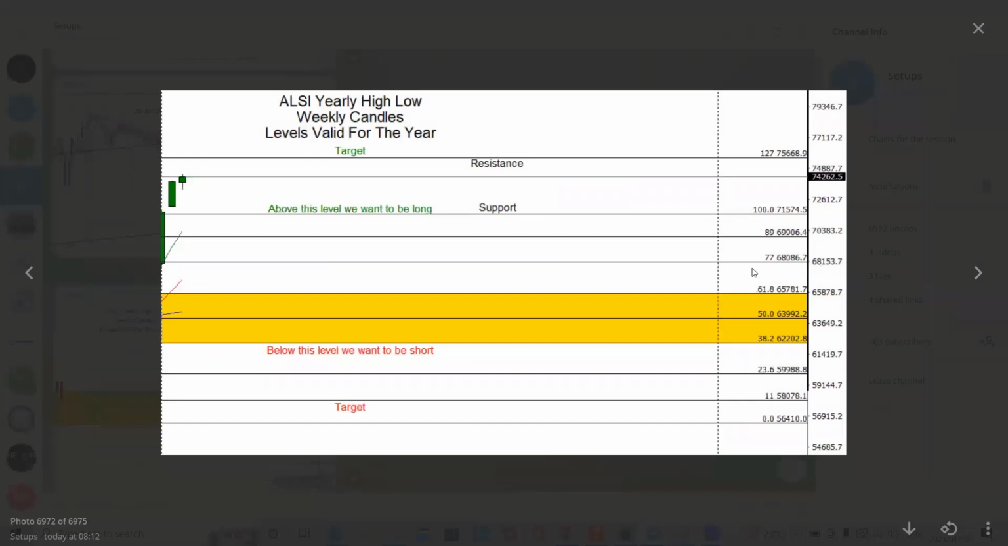On the ALSI yearly high low, currently between levels of 100 and 127 support resistance. If you look at the moving averages, 8 is above 21, above 50. That's indicating trend is up. So for now, we're only looking for that 127 target level.